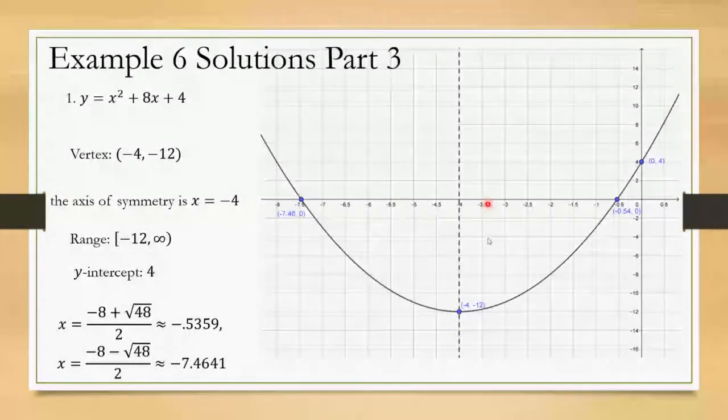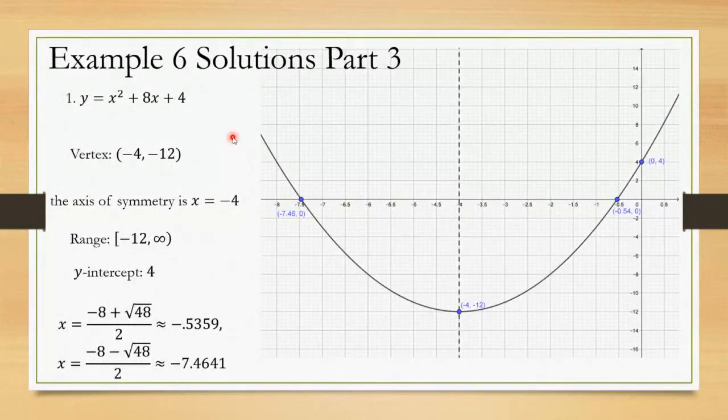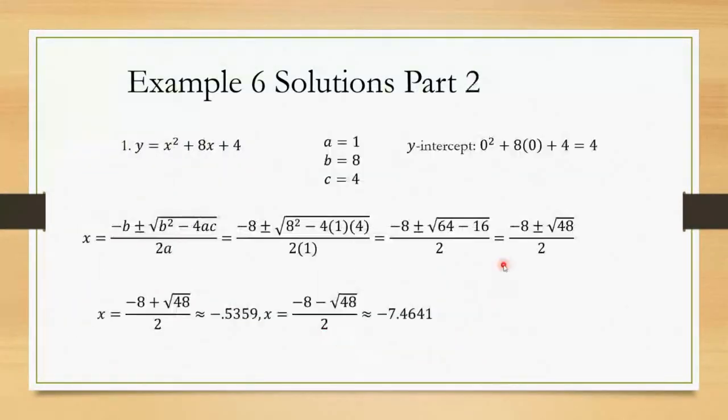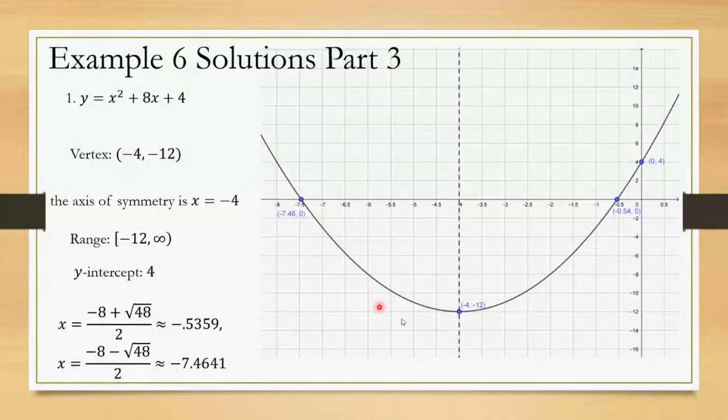So once we graph it, this is the graph we get. Our vertex we found, -4, -12. The graph opens upward, right? You can see that. Here's our y-intercept. We got that also, the x-intercepts, and our vertex. So that's what the graph looks like. Are there any questions about this one?